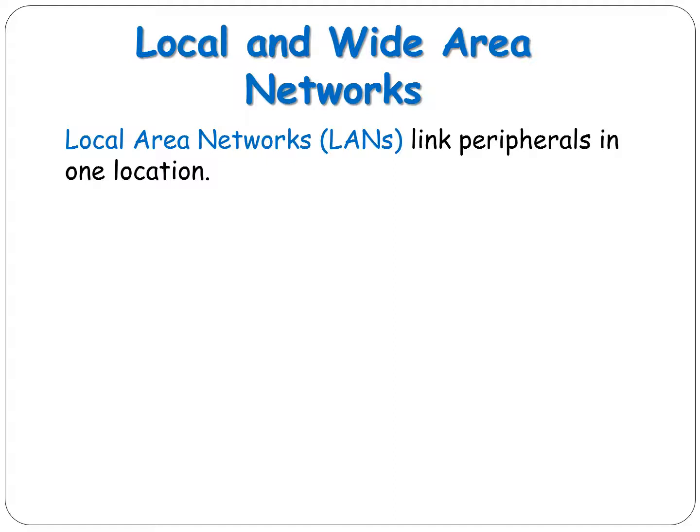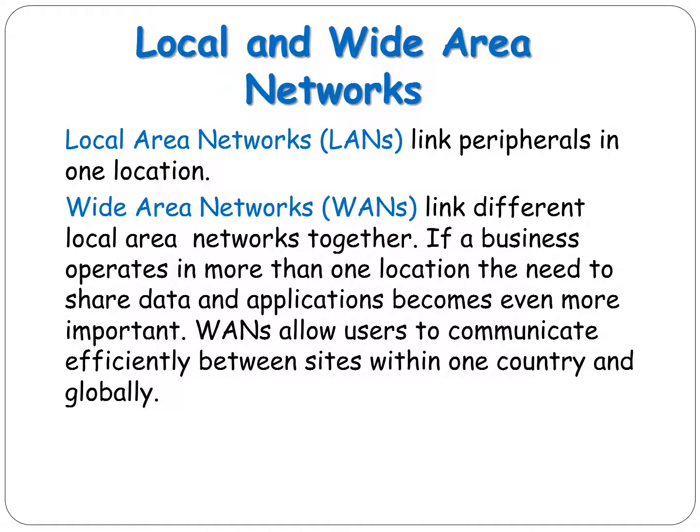It also means that you can share files, and maybe 5 or 6 people can work on the same database at the same time. A wide area network, sometimes we call those WANs, they link different local area networks together. If a business operates in more than one location, the need to share data and applications becomes even more important. WANs allow users to communicate efficiently between sites within one country and across the world.